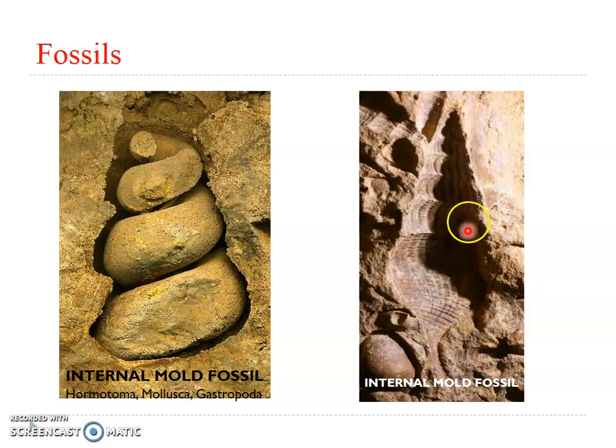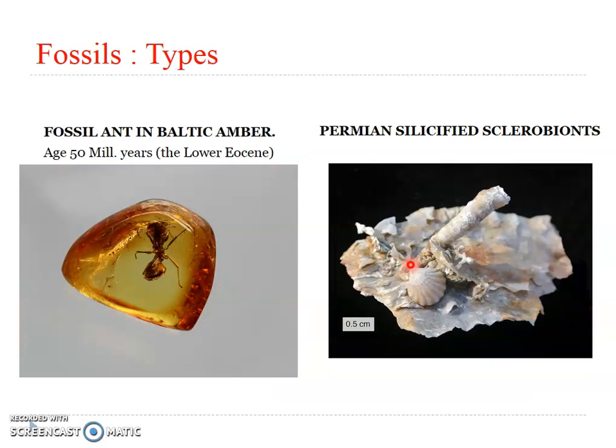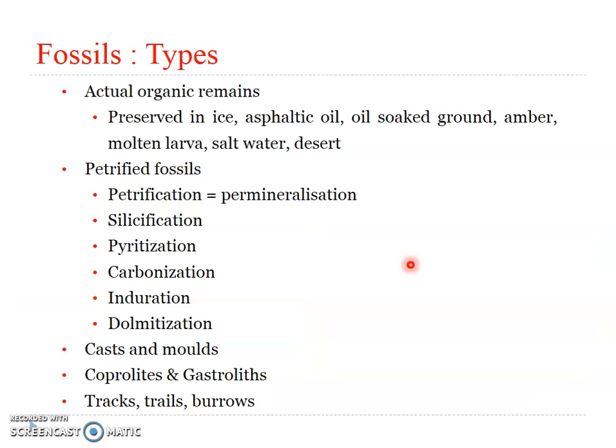Here you can see it is not the actual organism, but it is the external environment which has retained the impression of the outer surface of the shell. So again we can get a picture of the actual shell that was there in the particular medium. It has got solidified into a rock. So this also provides an impression. This is again what is referred to as a mold.